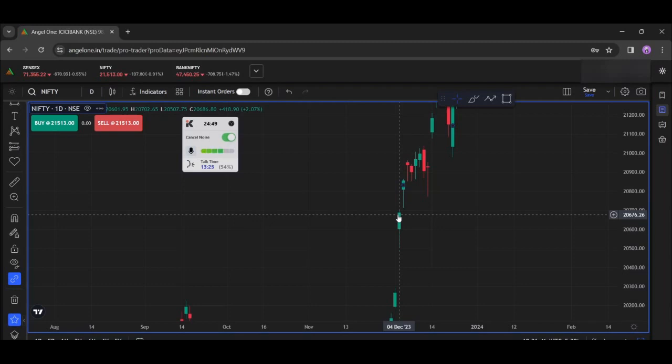And another trading strategy could be gap and reversal. Let's say the market is completely bullish and all of a sudden the market opens with a gap down. Then there are high chances that the market might reverse from that gap down and you might be able to see a quick recovery from that particular gap down.